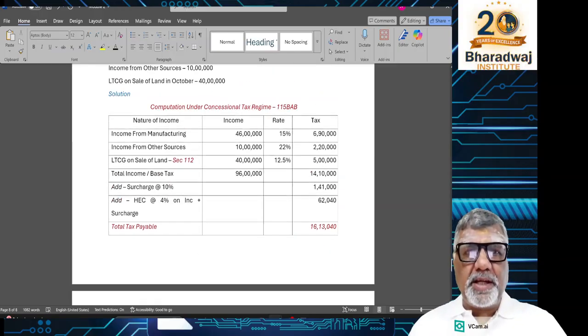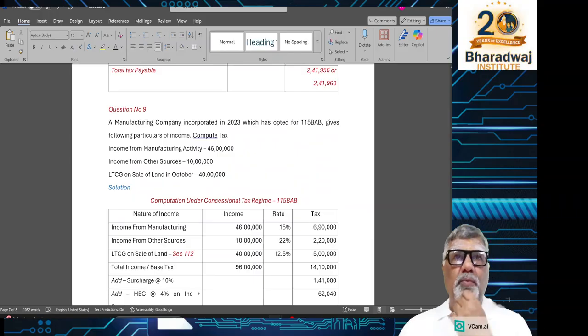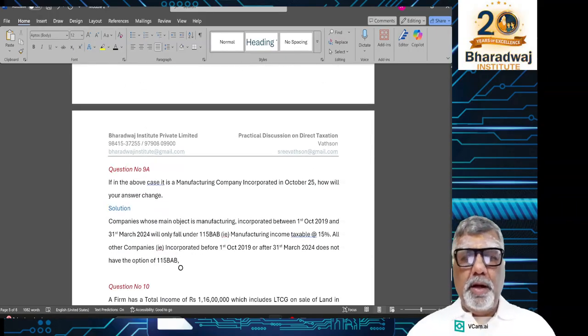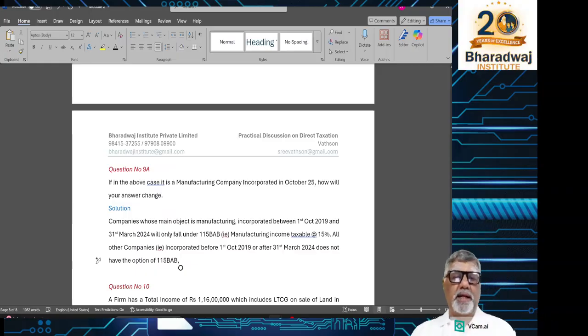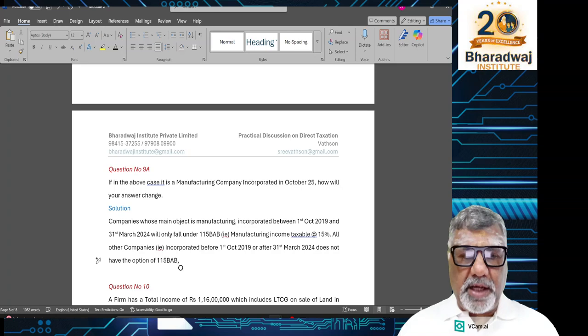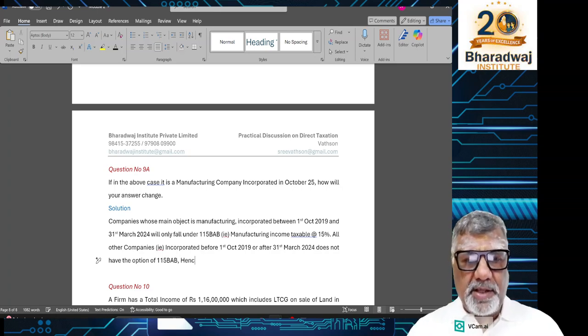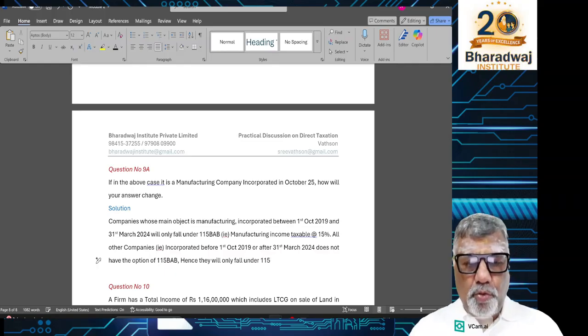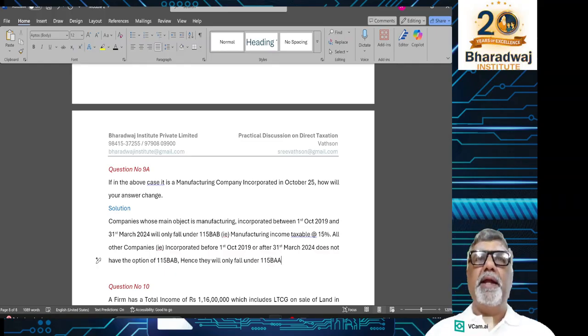It's a manufacturing company. We have come to question number 9 now. All other companies that are incorporated before 1st October 2019 or after 31st March 2024 do not have the option, hence they will only fall under 115BAA.